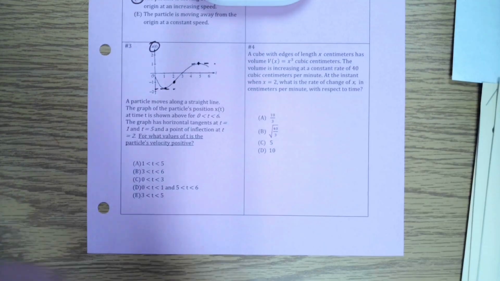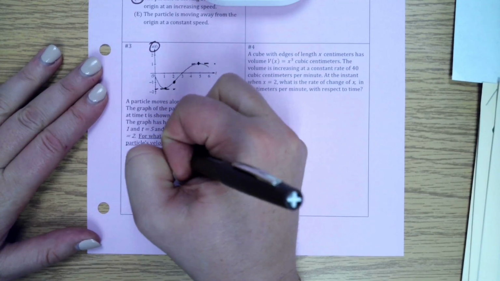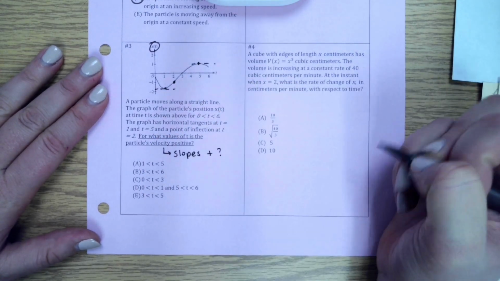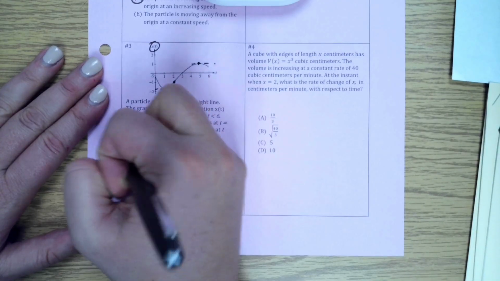As we look at this one, we're looking for when the velocity is positive. So velocity on my position graph would be slopes. So when are the slopes positive? The slopes are positive from the minimum up to the maximum. So that's going to be from 1 to 5.